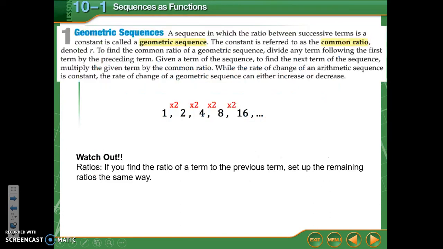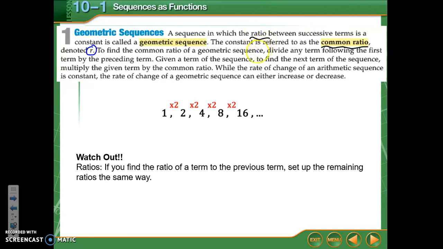All right, we're going to skip that one and move on to geometric sequences. A geometric sequence is different than an arithmetic one. It's still a list of numbers, but this time the ratio between successive terms is a constant. So instead of subtracting, I'm dividing, okay? That constant ratio is called the common ratio, and we usually use the letter R to denote that.